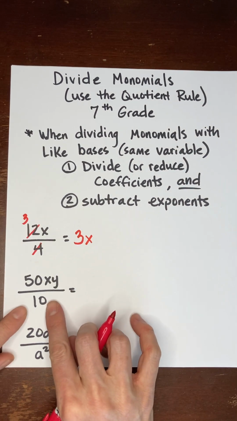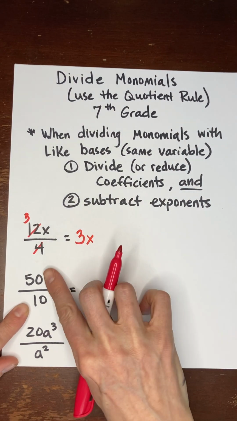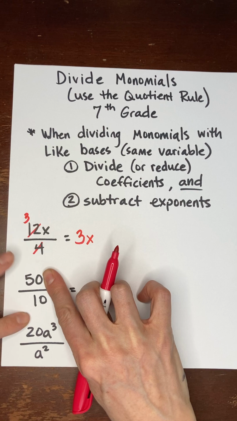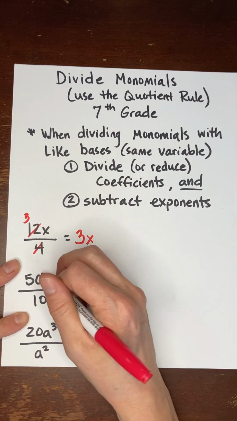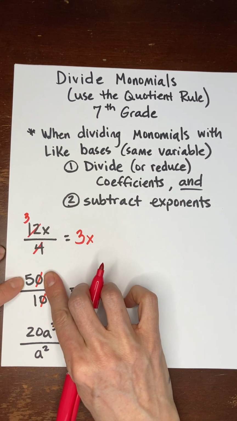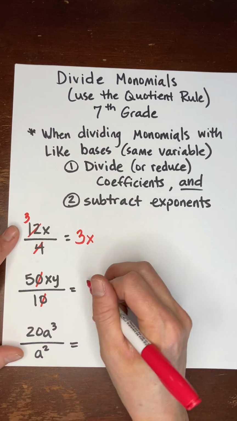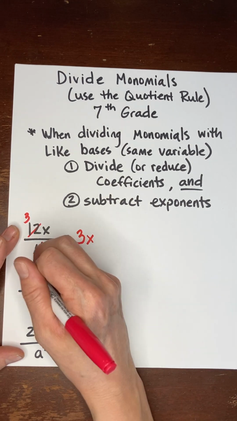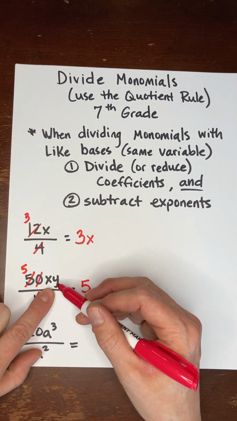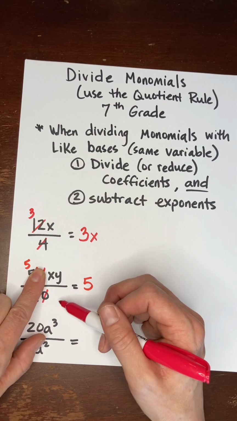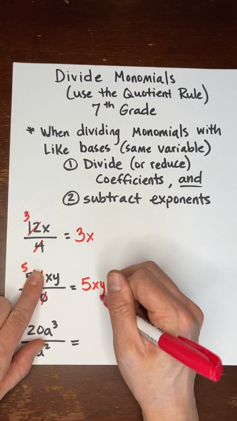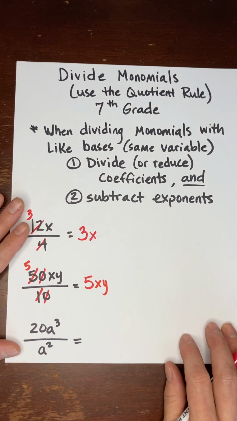Okay, let's look down here at the next example. If I did not have the variables, it would be 50 divided by 10. Well, we know the zeros cancel, right? And now I'm left with 5 divided by 1, which is just 5. Okay. Now, I still have an x and a y here, and there's no x or y on the bottom, so we would just write xy next to the 5, and that would be our answer.